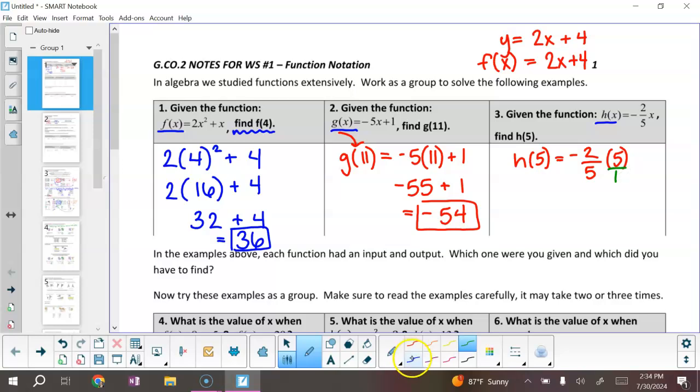So in this case, we should be able to reduce these 5s, right? Because 5 can divide by 5 and we get 1 there. So those are gone, basically. And what I'm left with here is this negative 2 over the 1, which is the same thing as just negative 2. Okay? So see, that wasn't so bad. Don't let fractions make you nervous, okay?